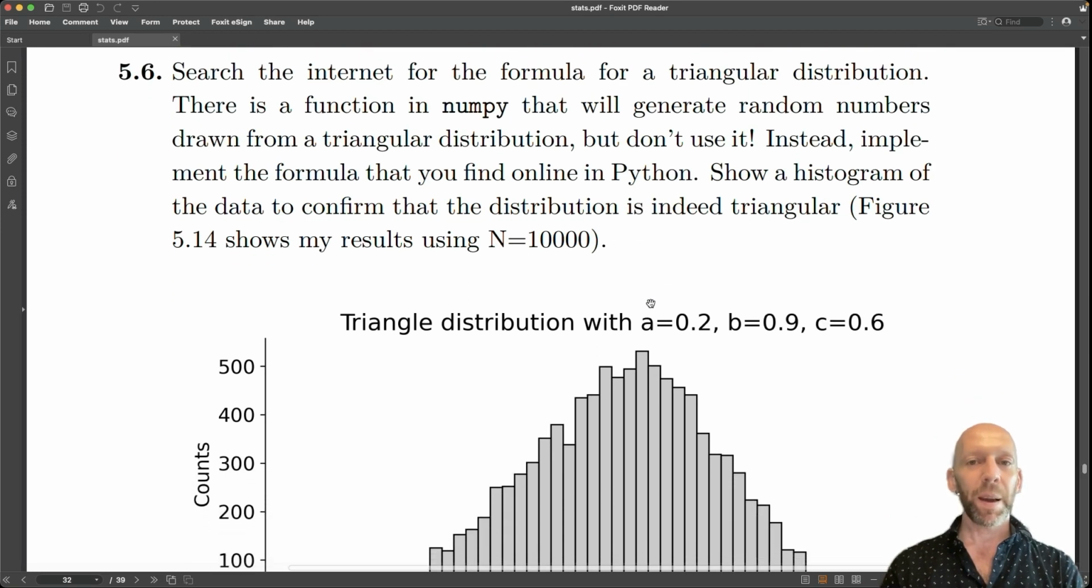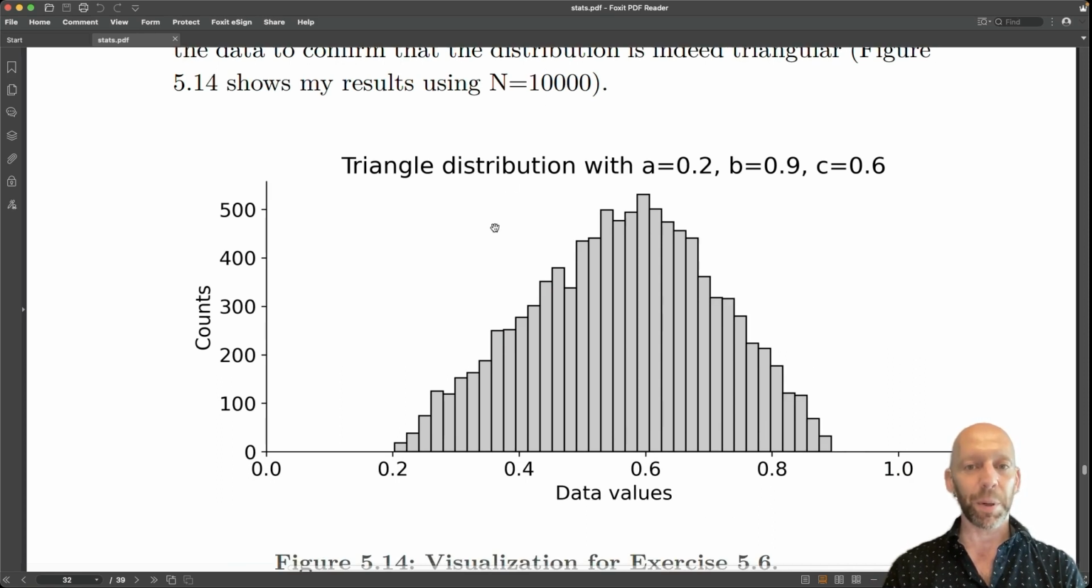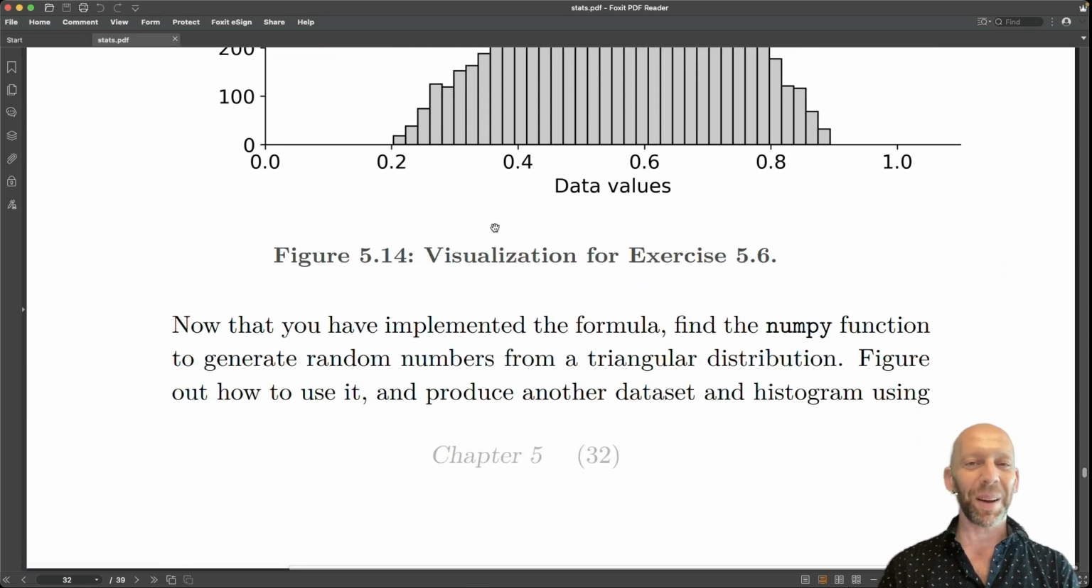Now, there is a function in NumPy to generate random numbers drawn from a triangular distribution, but don't use it, at least not yet. Instead, I want you to search the web for the formula that creates random numbers from a triangular distribution, and then implement that formula in Python code. I think this is useful because looking things up online and translating mathematical formulas into code is a really important and useful skill for any data scientist or really anyone who does any kind of scientific or quantitative coding. So find a formula for the triangular distribution, implement it in Python, and generate a histogram of 10,000 numbers. Once you have done that, then you can use the Python function.